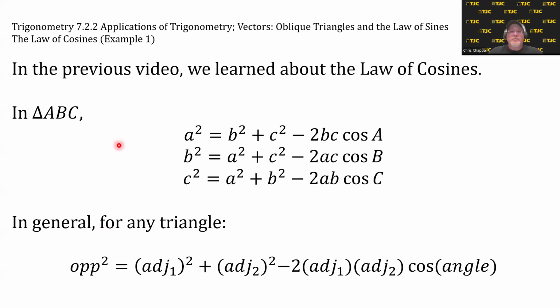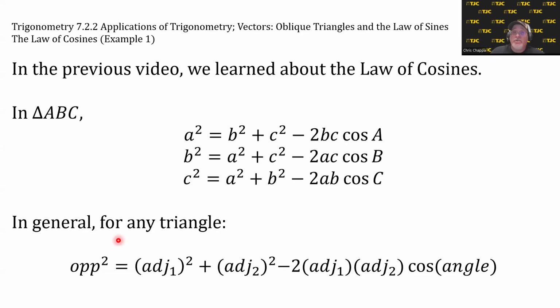In the previous video, we learned about the law of cosines. Specifically, in triangle ABC, a squared equals b squared plus c squared minus 2bc cosine A, or b squared equals a squared plus c squared minus 2ac cosine B, or c squared equals a squared plus b squared minus 2ab cosine C. All of the variables represent sides except the arguments of the trig functions, the argument of the cosine.